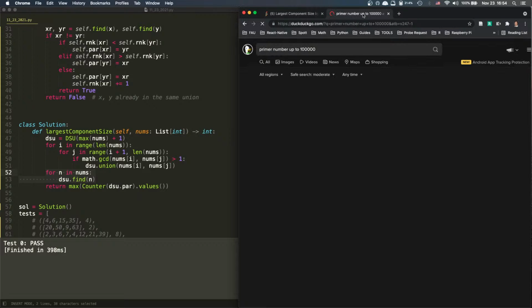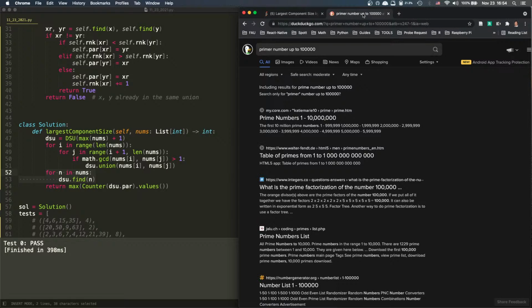Wait, can we do square root? I think we can do square root, right? Hold on, what's the rule of square root? What do we want to say? We want to say we have a bunch of prime numbers, right? And we're trying to use these prime numbers to factor the values in the nums. And then what we're saying is if we go to a certain value that I cannot factor, then anything bigger. Yes, we don't have to go to 10,000. We just need the square root of 10,000.